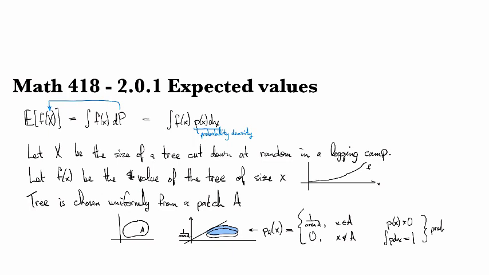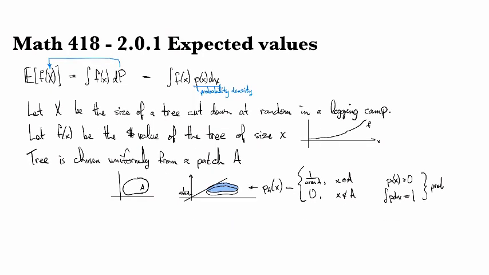Okay, so let's see then. So now, if we choose a tree randomly from this patch, what's the expected dollar amount that it's going to be worth? Well, then the expected amount that we're choosing from A, so I'll put a little A there, is the dollar amount of the randomly chosen tree, chosen uniformly at random from A.